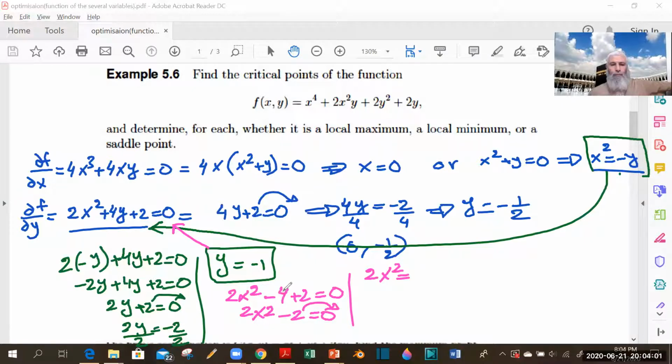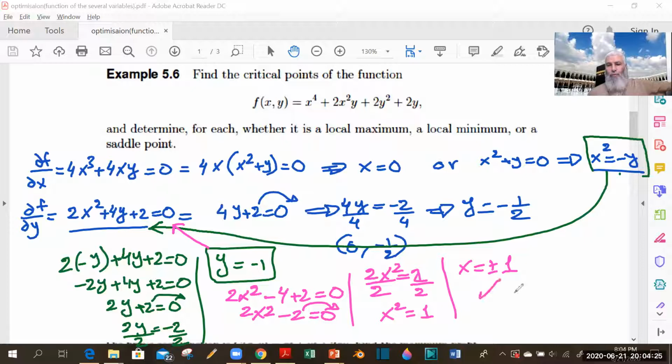So it simplified with 2. Yes, negative 4 plus 2. Yes, negative 2. 4 multiplied by negative 1 is minus 4. Minus 4 plus 2 is minus 2. Yes, understood. And now this minus 2 comes to the other side. It will be 2 here. So divided by 2, x squared equals 1. So x equals positive or negative 1.